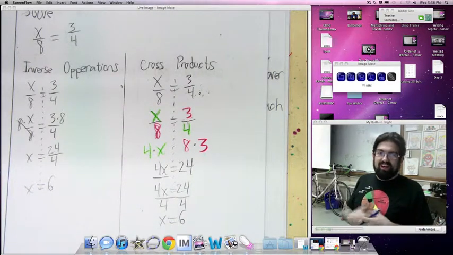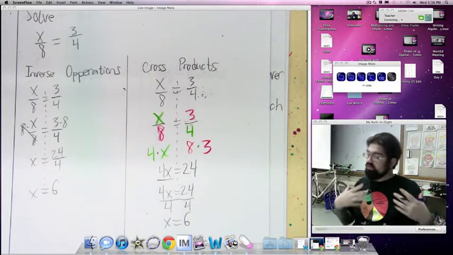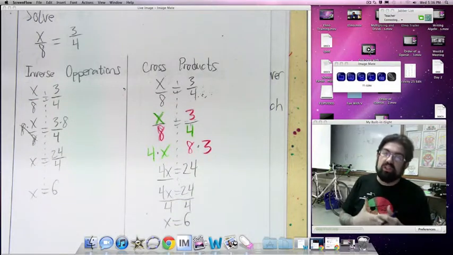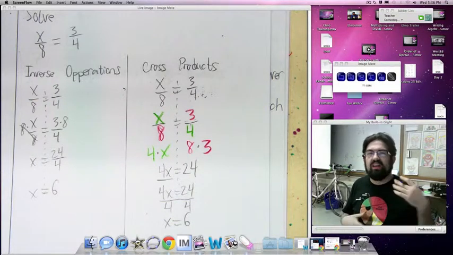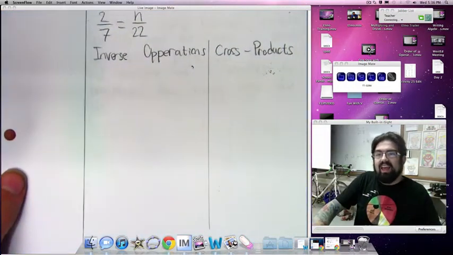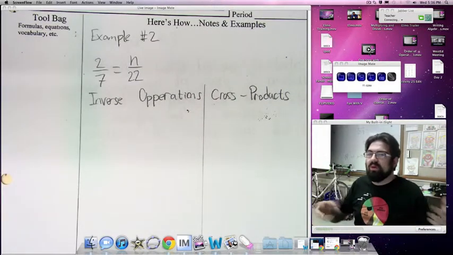So you might be thinking, I'm cool with this. I'm good, Mr. V, which is fine. It's just that cross product is another tool, and it's really useful when the variable ends up in the denominator. Let's go ahead and do example number 2. Hey, look, example number 2 should look fairly familiar. It's the same numbers I used on a warm-up a couple days ago.